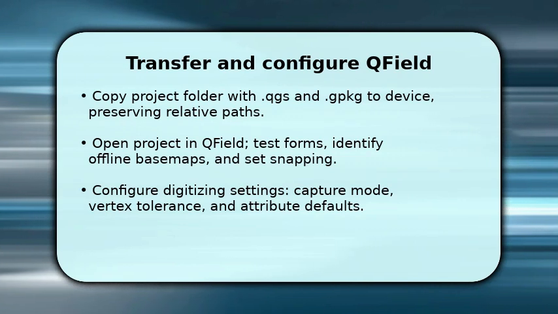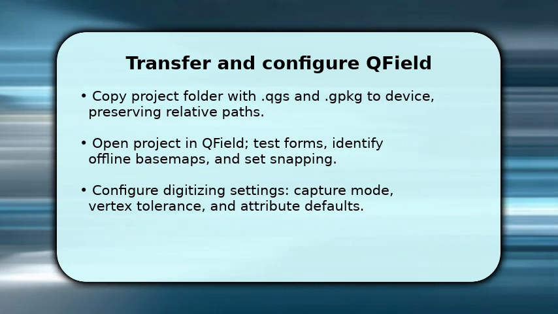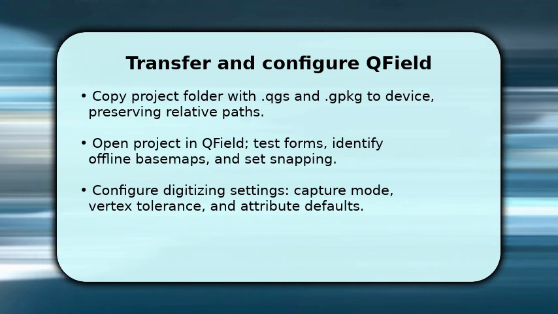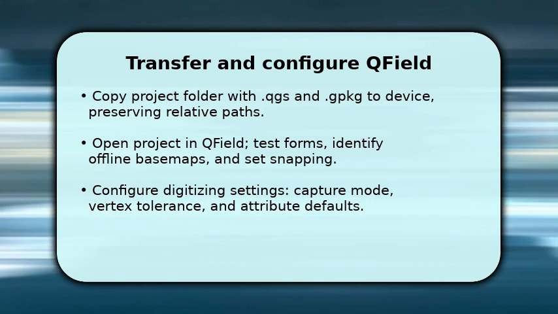Copy the entire project folder to the device storage, maintaining relative paths, then open the QGIS project in QField to verify forms and layer visibility. Once open, switch to offline base maps if needed and set snapping and digitizing options to avoid bad topology. Test a quick edit to confirm attribute defaults and capture mode behave as expected. This prevents repeated fixes after you leave the field.